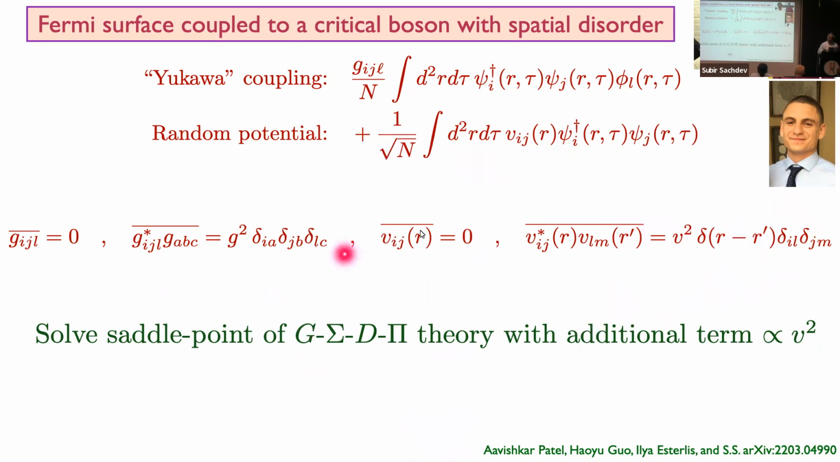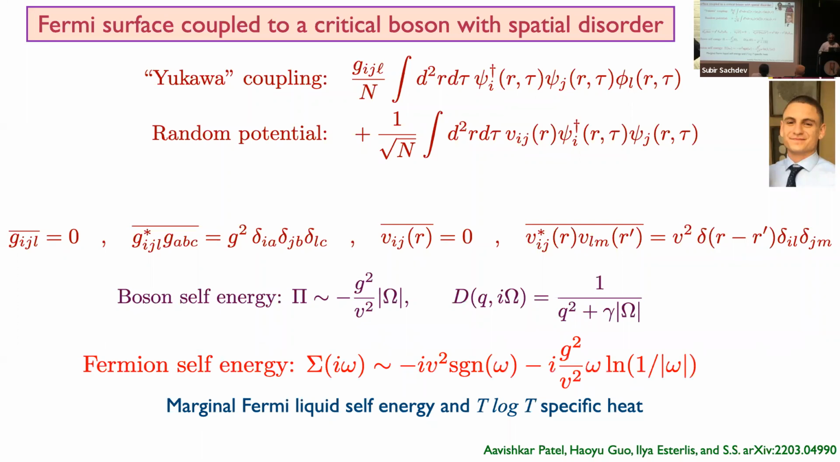So again, as you turn the crank, you get the G sigma d pi theory. There's one extra term in it from this V squared. And then you compute the conductivity. Before I get there, sorry, you compute the self-energy by solving the saddle point equations. And you find because of the potential, this has a strong effect. It changes the boson propagator to this diffusive form. This gamma is proportional to the impurity density.